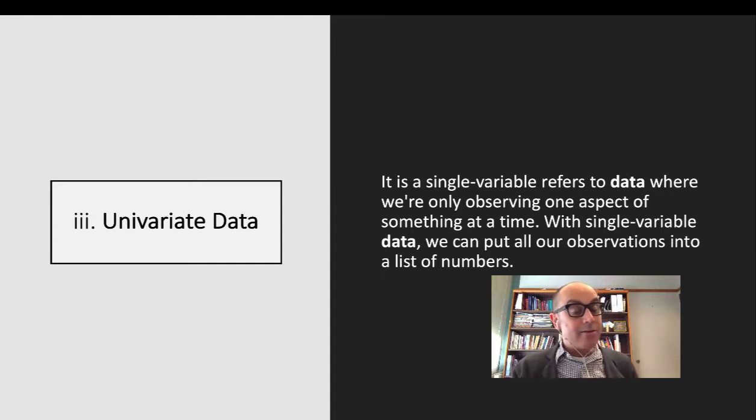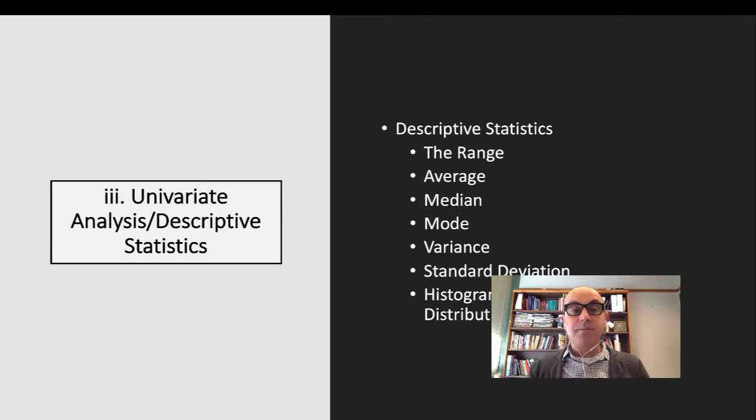So let's start our conversation with regard to a single variable, where we are observing one aspect, something at a time. With a single variable, we can put all the observations into a list of numbers. And so the idea here is that we can use descriptive statistics such as the average, or the mean, or the mode, or the standard deviation, and we will display it by histogram or normal distribution.